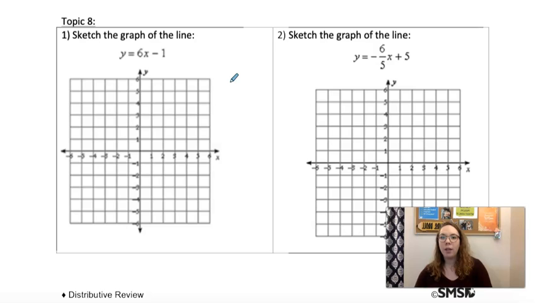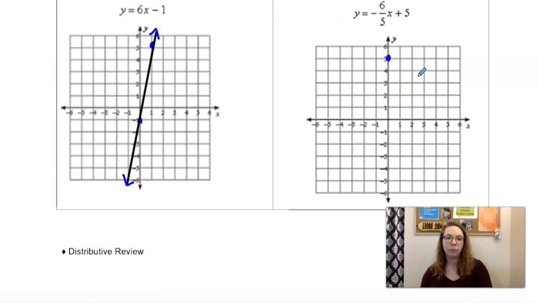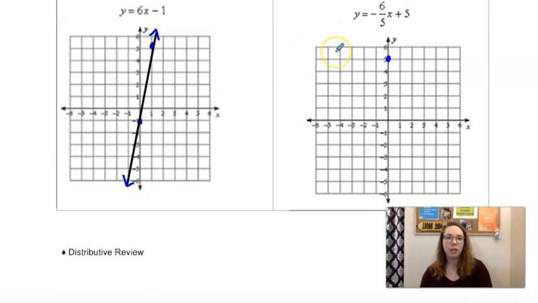Sketch the graph of the line y equals 6x minus 1. So this one, our intercept is -1. That's where we'll start on our y-axis. And then our slope is 6, meaning we'll go up 6 and over 1 to get another point. Okay, on this one, our y-intercept is 5, so that's where we'll start. And then our slope is -6/5, so we'll go down 6, right 5.